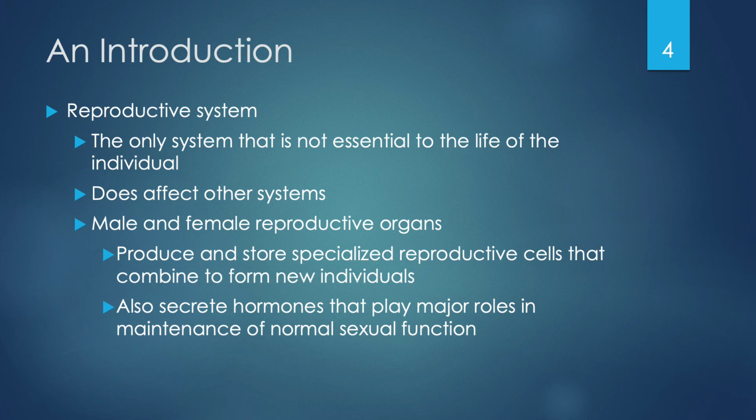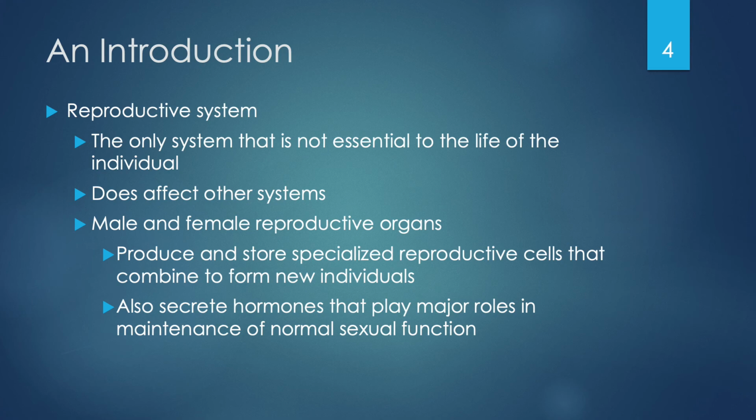The reproductive system is literally the only system that is not essential to our lives. We could lose our ability to procreate and still carry on otherwise completely normally. We can still breathe air, our cardiovascular system still functions, our neurological system still functions, but it is not really affected by the reproductive system. That's not to say that it doesn't affect other systems.